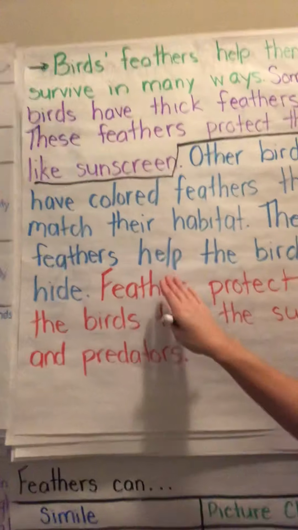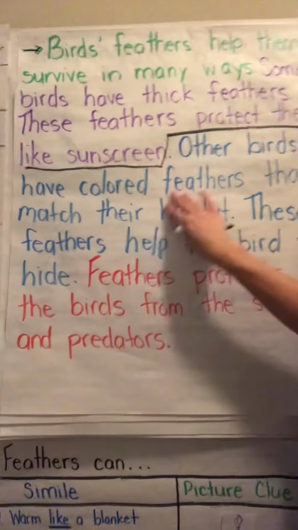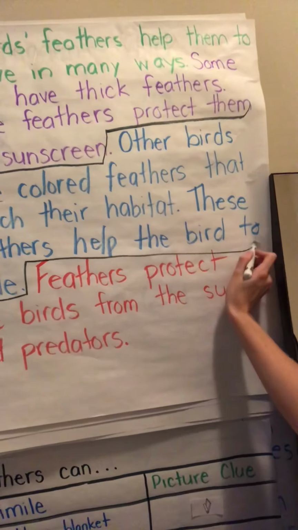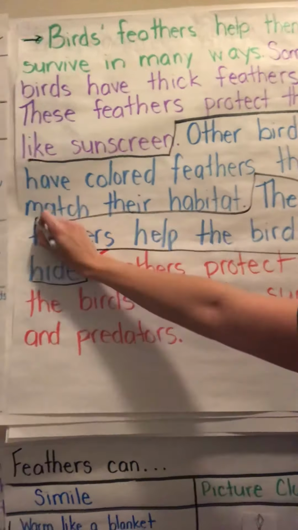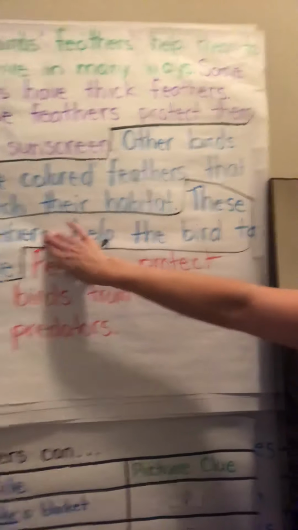So for how they use those colored feathers, we wrote our next sentence: these feathers help the bird to hide. So the feathers that match their habitats help them hide because they don't want to be eaten. They don't want to be the prey of other animals. So they help them camouflage or hide in their surroundings.